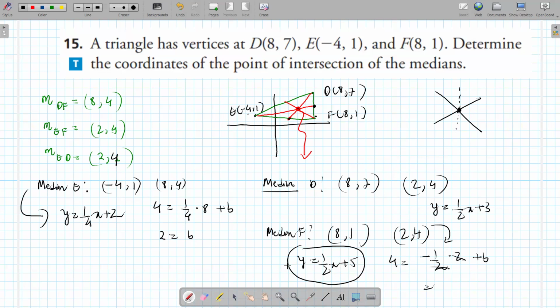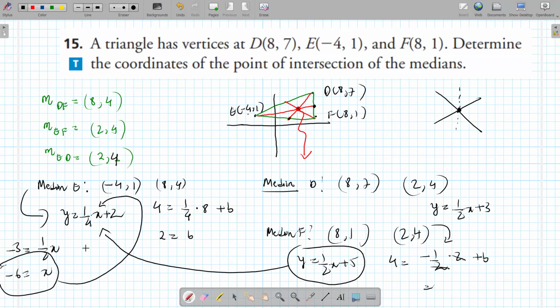So I'm going to set this equal to this. So we have 1 over 2x equals negative 3. X is going to be negative 6. Plug that in here: times negative 6 plus 2. I'm just finding the POI by doing y1 equals y2, and then I'm going to find the y value. So that's negative 3 over 2 plus 2. So that's negative 3 plus 4 over 2. So it's 1 over 2. There we go. That point is negative 6 and 1 over 2.